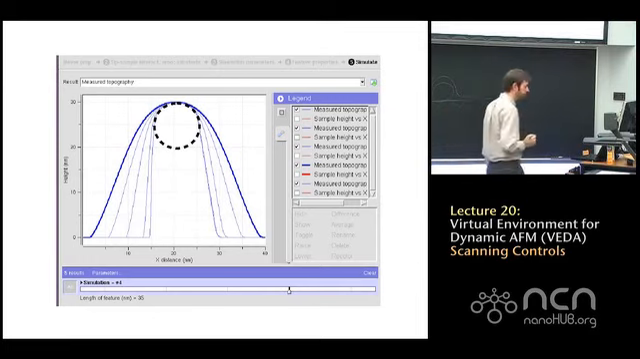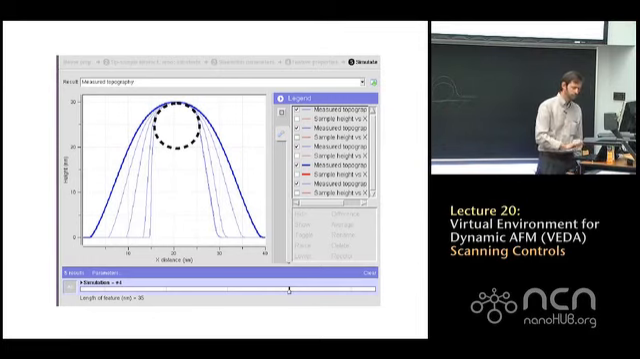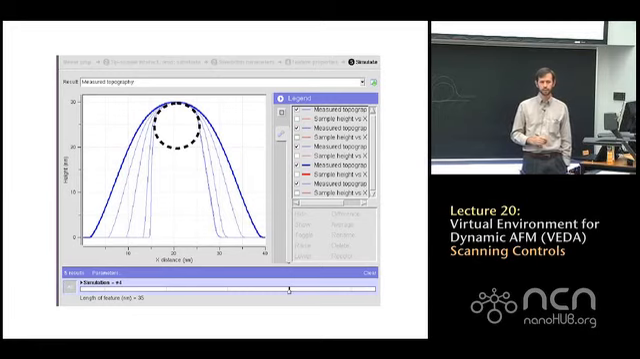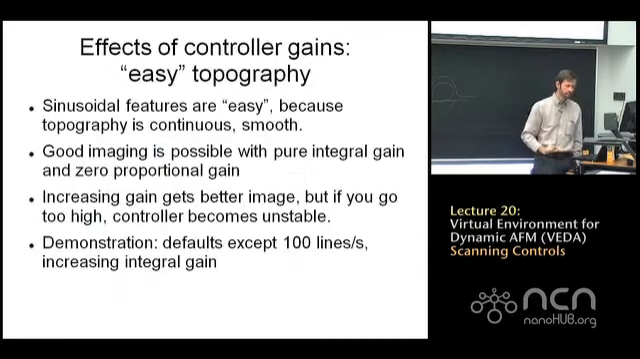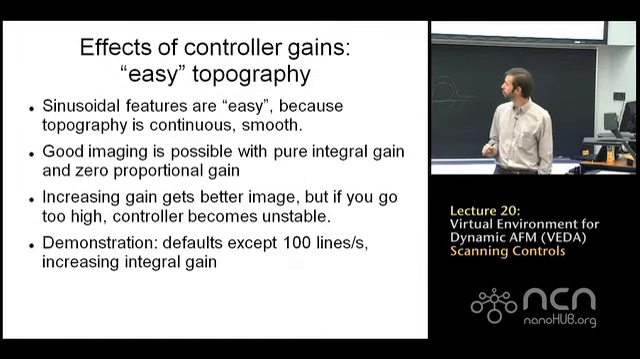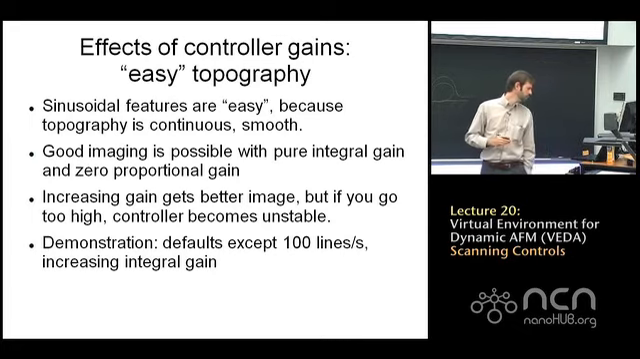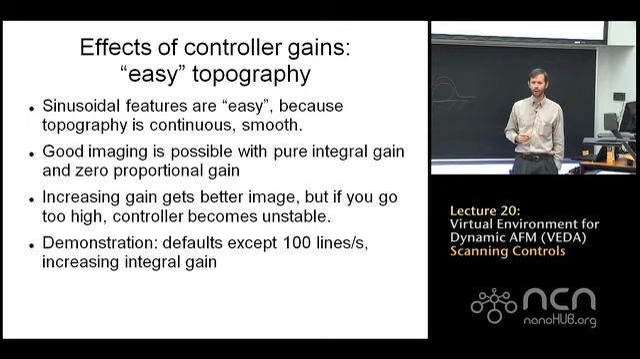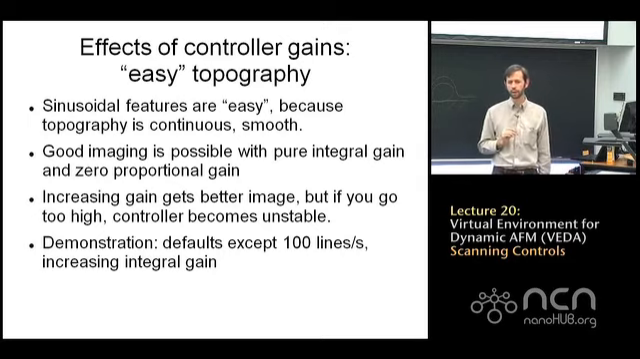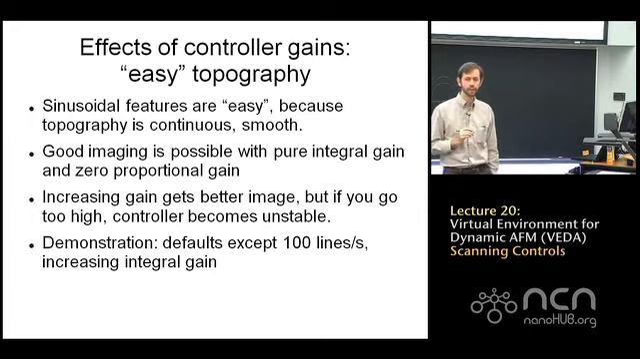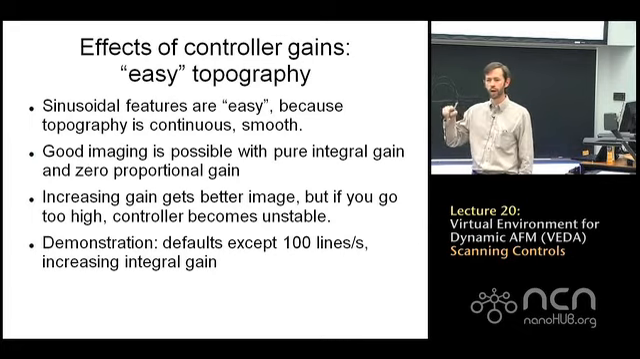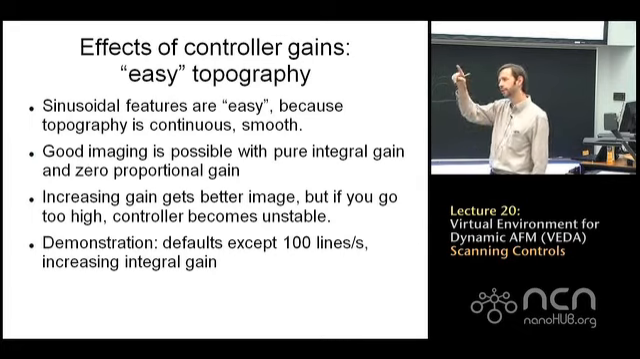Okay, so does the mechanics of how to run these simulations make sense? Okay, so now let's talk about something a little more complicated, the effect of controller gains. I split this up into what I call easy topography and hard topography. The sinusoid that we've been using is what I'm calling an easy topography because it's continuous and smooth. There are no jumps, nothing discontinuous.